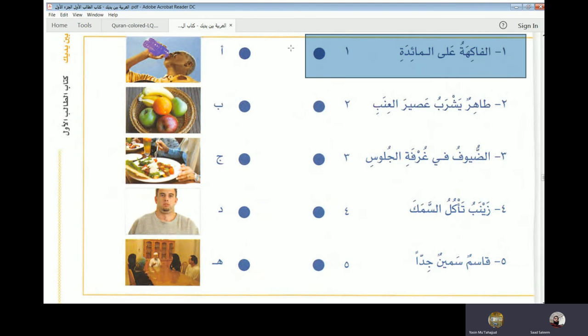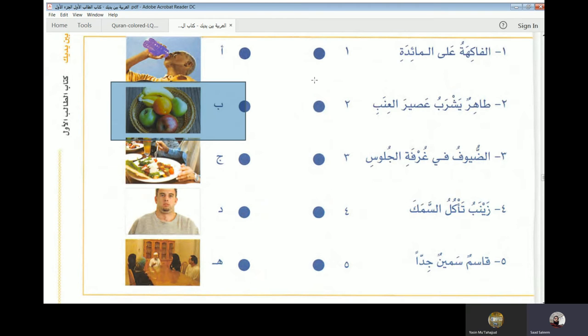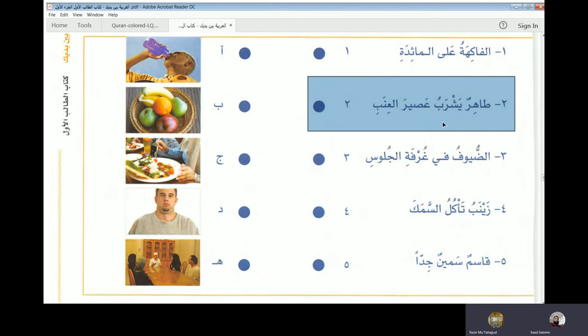Al-fakihatu alal-ma'idati. Yes, well, good. Tahirun yashrabu asiran inabi. Tahir drinks grape juice. Okay, that's juice, he drinks grape juice. Yes, he's drinking grape juice.